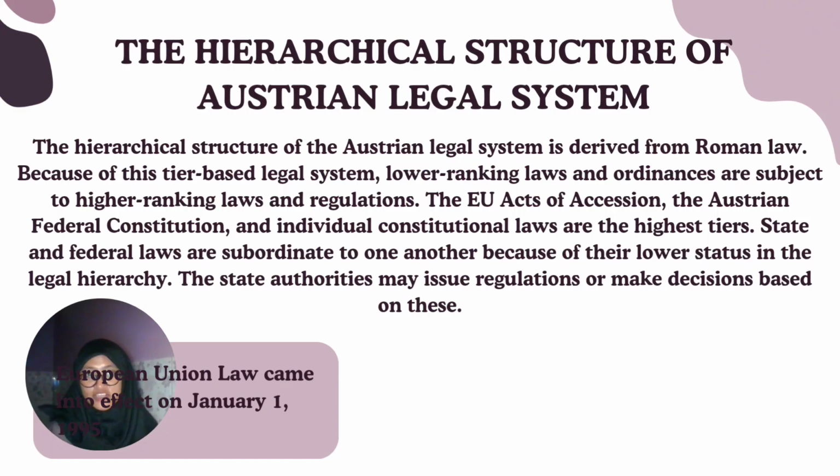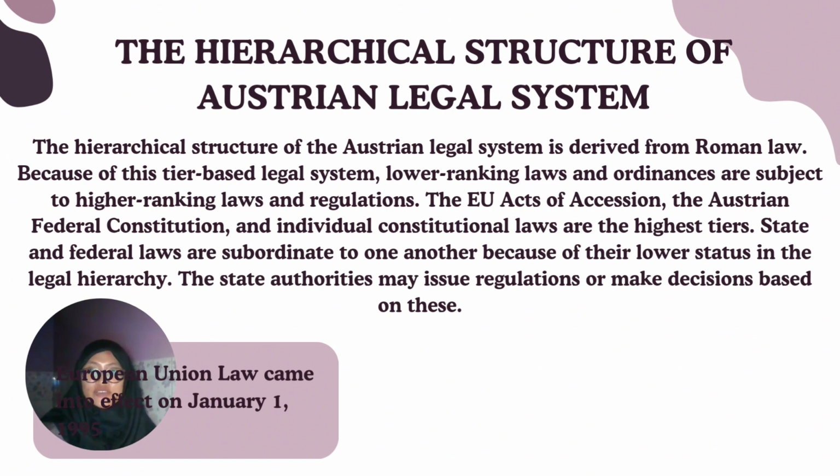The next slide, I'm going to tell you about the hierarchical structure of the Austrian legal system. The hierarchical structure of the Austrian legal system is derived from Roman law. Because of this tier-based legal system, lower-ranking laws and ordinances are subject to higher-ranking laws and regulation. The European Union Acts of Accession, the Austrian Federal Constitution, and individual constitutional law are the highest tiers. State and federal laws are subordinate to one another because of their lower status in the legal hierarchy.